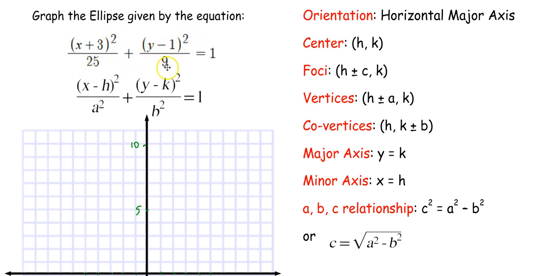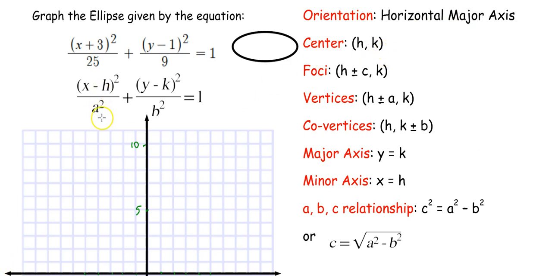Alright, so now the given equation is (x plus 3) whole square over 25 plus (y minus 1) whole square over 9 is equal to 1. And it is similar to this form, (x minus h) whole square over a square plus (y minus k) whole square over b square equal to 1. That is the standard form of the equation of an ellipse whose major axis is horizontal. So you are going to get an ellipse of this type, and it's going to be like this. Alright, so it's a horizontal major axis.